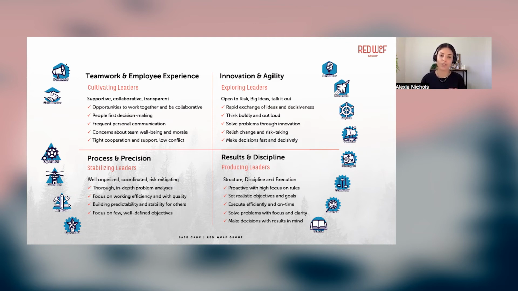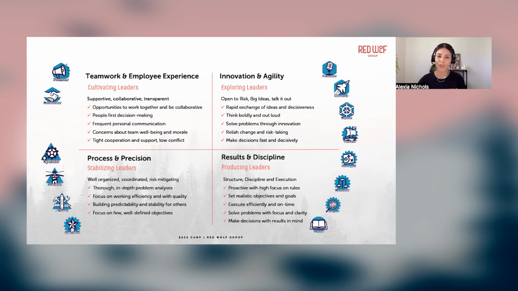So they'll be able to solve problems both independently and in a team when needed, but with real focus and clarity. And for them, like the title suggests, decisions will be made with results in mind. So for them, it's how can we be efficient and ensure that we're getting the results for the team. So still quite driven to reach objectives, and they'll still make sure that everything's done accurately and to a high quality.